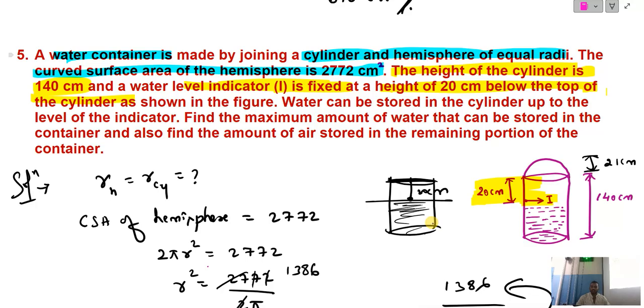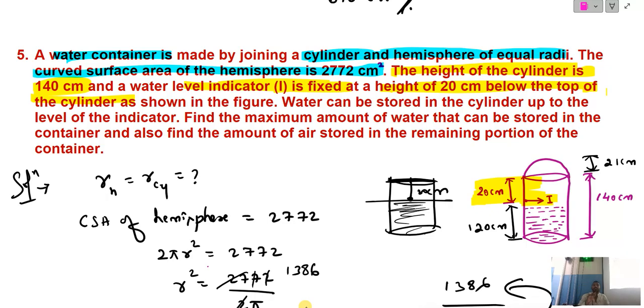Water can be stored in the cylinder up to the level of the indicator. Up to where can we fill? Up to the indicator. So how much height can we fill the water? 140 minus 20, 120 centimeter. This shows that the height of the water present in the cylinder is 120 centimeter.